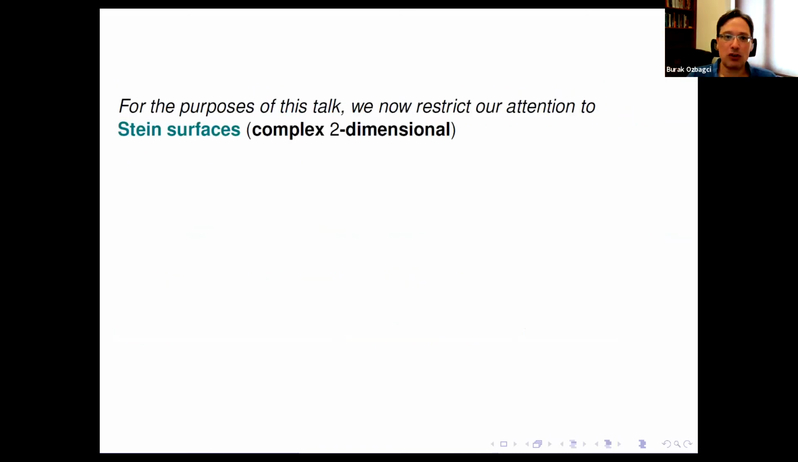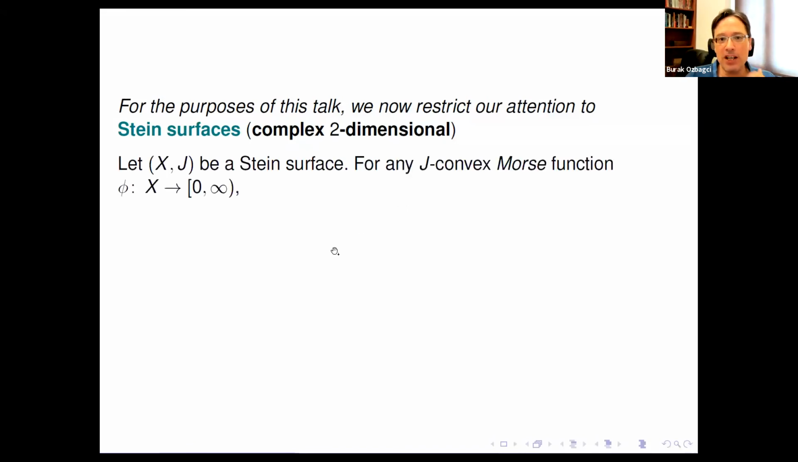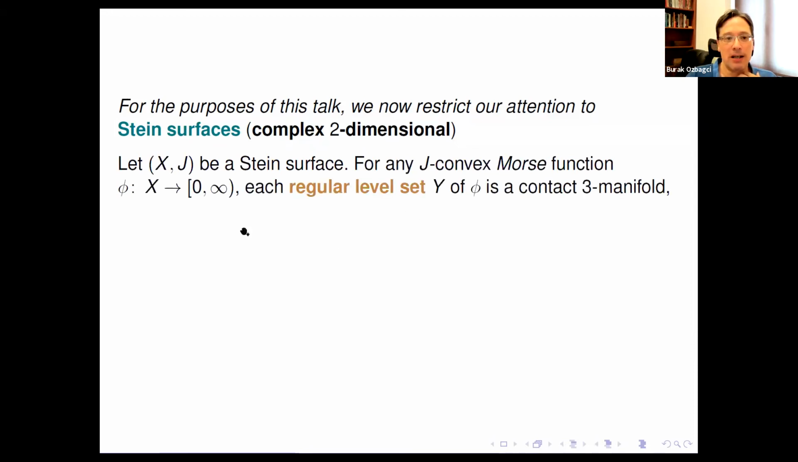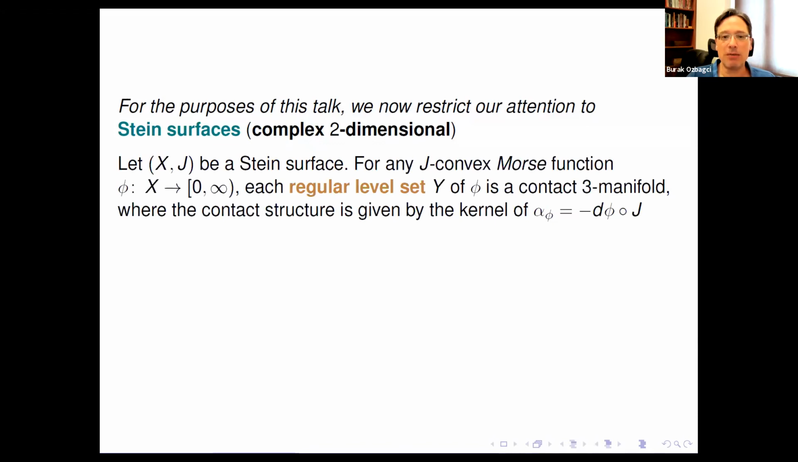So for the purposes of this talk, we now restrict our attention to Stein surfaces, which are complex two-dimensional manifolds. Let (X, J) be a Stein surface. For any J-convex Morse function, which you can always assume is Morse, each regular level set Y of this function phi is a contact 3-manifold, where the contact structure is given by the kernel of alpha, which is minus d phi composed with J. It's the primitive of omega, or equivalently by the complex tangencies TY intersect JTY.